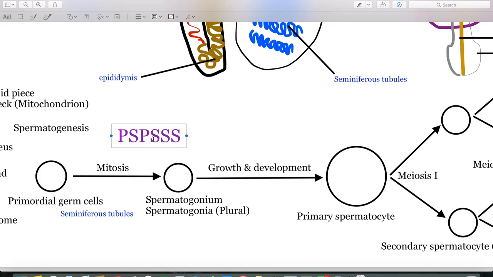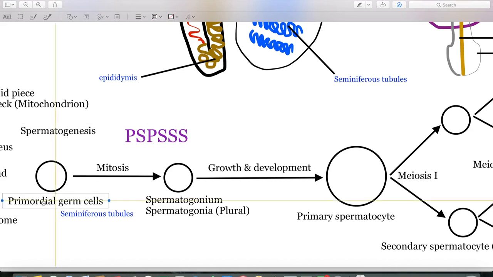PSP, a very important word. PSP triple S. This is the acronym for you guys to use to remember the spermatogenesis process. It all starts with the same cell that you find in the oogenesis process.